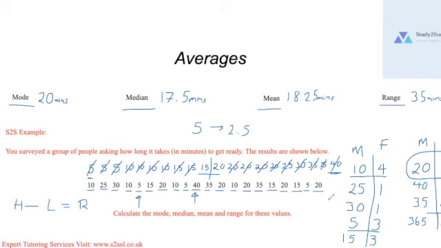So what can we see with the different averages? We have different amounts. So with the mode, the average was 20 minutes. With the median, the average was 17.5 minutes. The mean average was 18.25 minutes, and the range average was 35 minutes. So they all present us with different averages. Okay, and the reason for this is because of how we've calculated the average from the same data set.